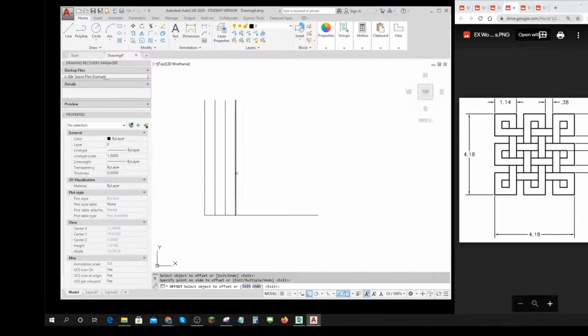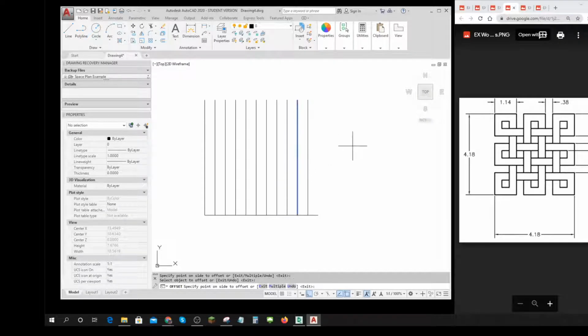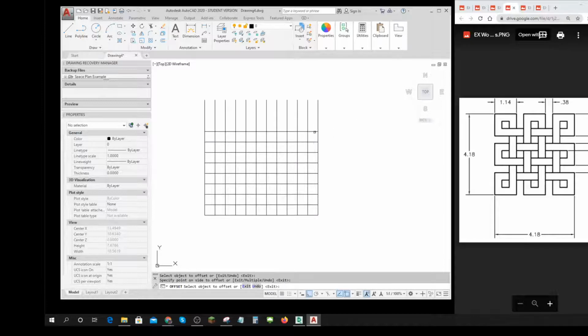Click, click, click. I click on it and then to the side, on it to the side, on it to the side, on it to the side. On it up, on it up. Trim.